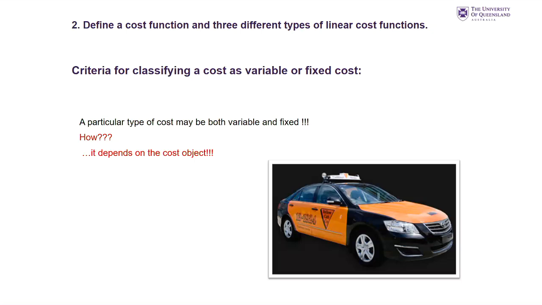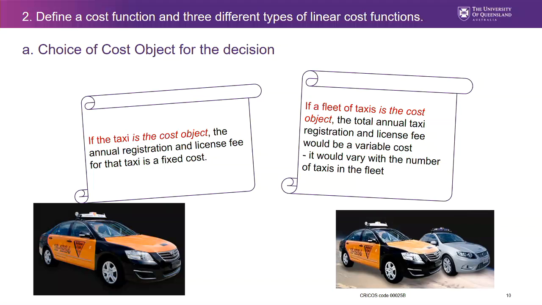If we just own a taxi, and the taxi is our cost object, the annual registration and licence fee for that taxi is a fixed cost. We pay an amount for the entire year. It doesn't matter how far we drive the taxi. We pay a certain amount for registration, say $700, it's a lot more than that, but say $700, and we pay a certain amount for our licence fee, and that is fixed. So if we don't drive that taxi at all, we still have to pay that cost.